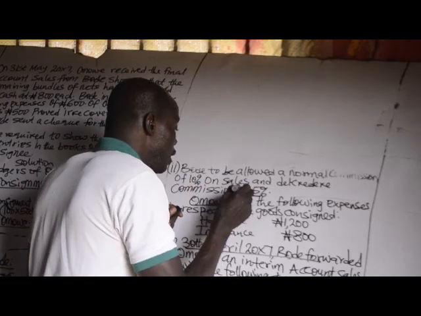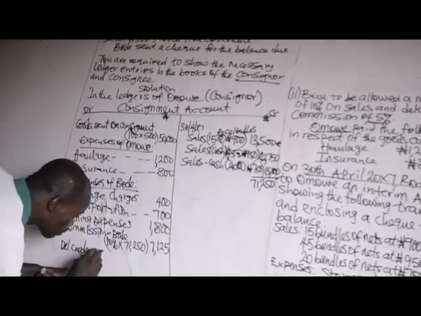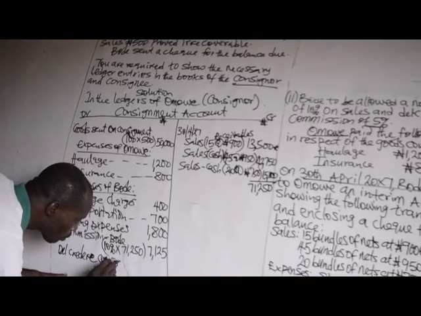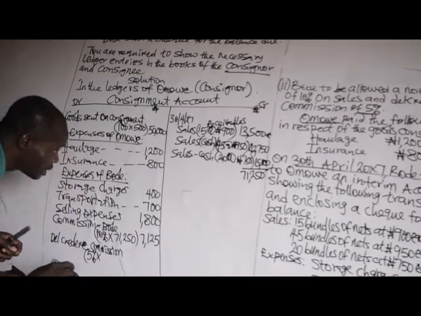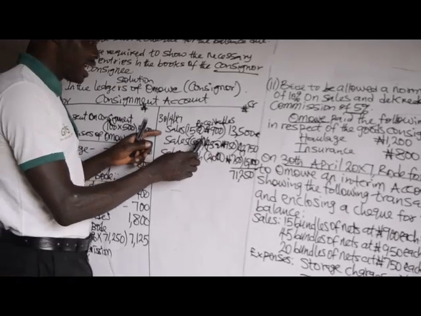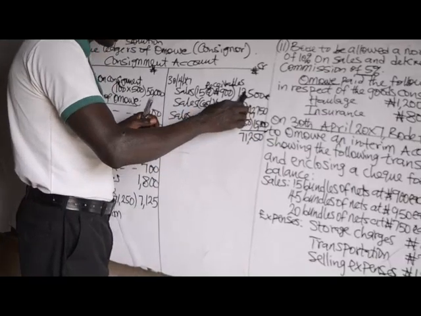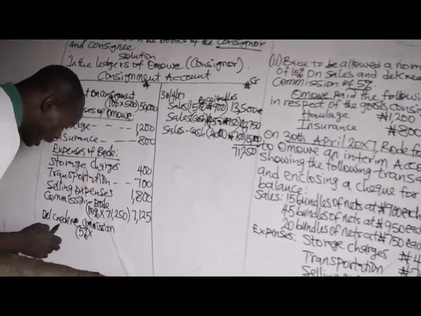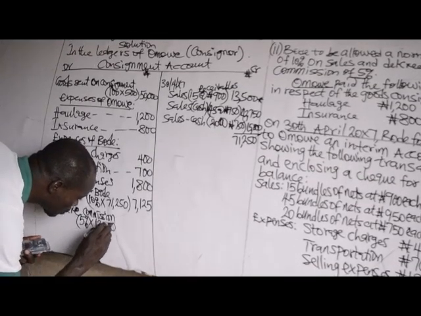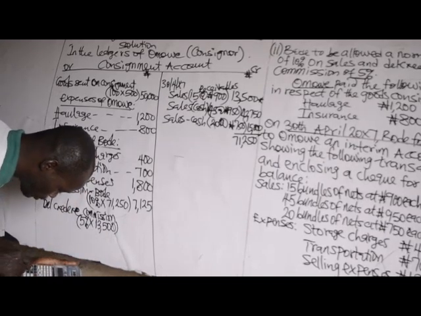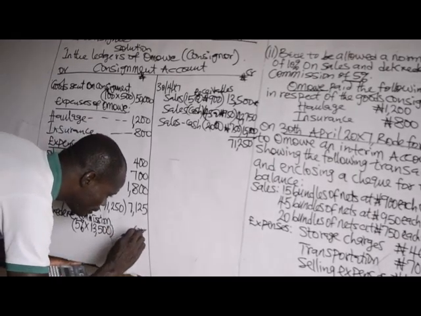We have del credere commission of 5%. Now, del credere commission, we have 5% of our credit sales. And how much is our credit sales? If you look at our sales, this is cash sales. This is also cash sales. The only credit sales we have is 13,500. Therefore, our del credere commission will be 5% of 13,500. What is 5% of 13,500? That amounted to 675.